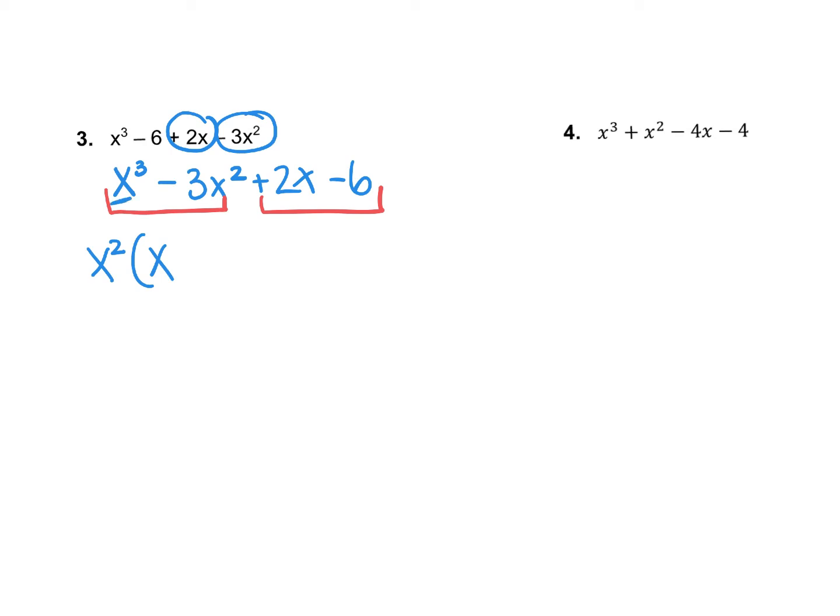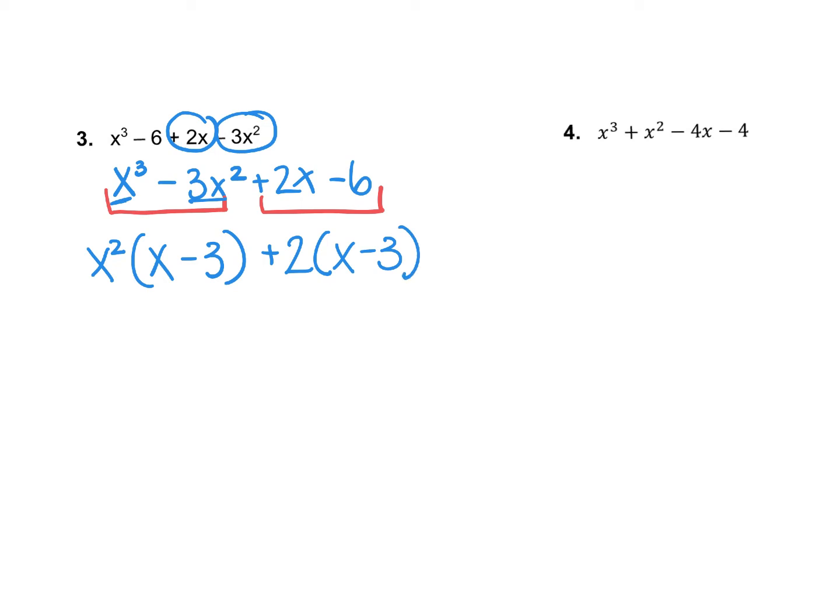And then x squared minus 3, so then x squared times negative 3 is going to give us this negative 3x squared. All right, let's look at our next side. And now what number can go into 2x that can go into negative 6? And so we can factor out a 2, and then I'm going to have an x minus 3.